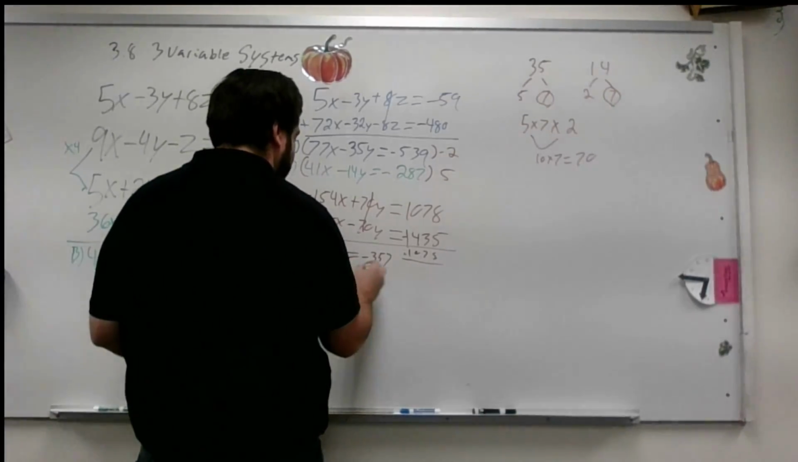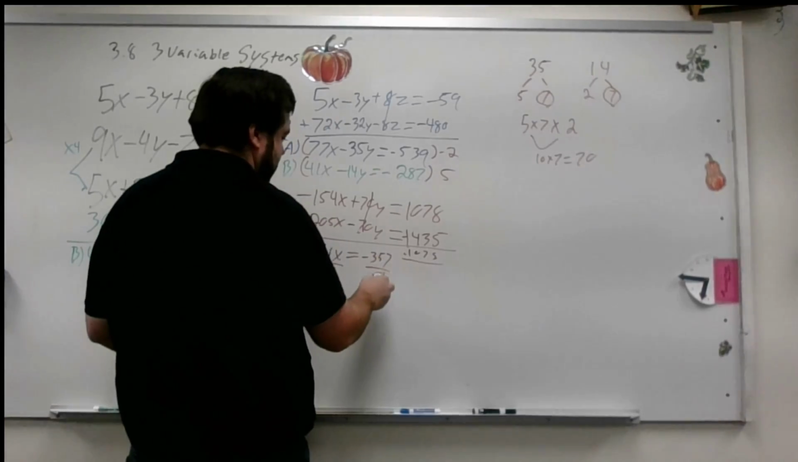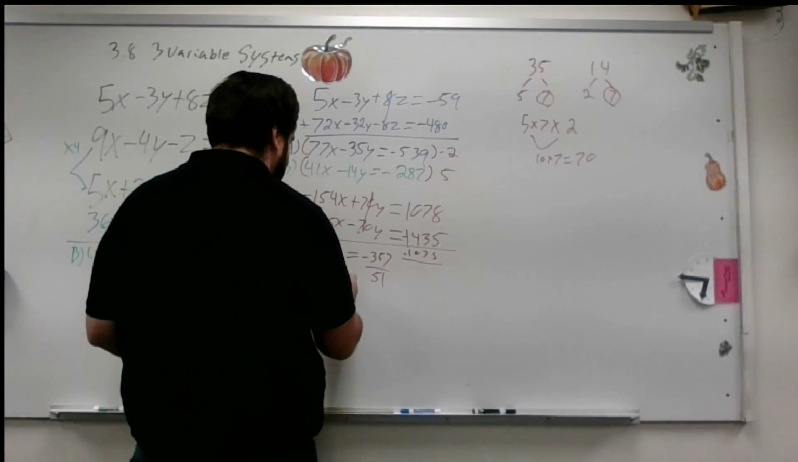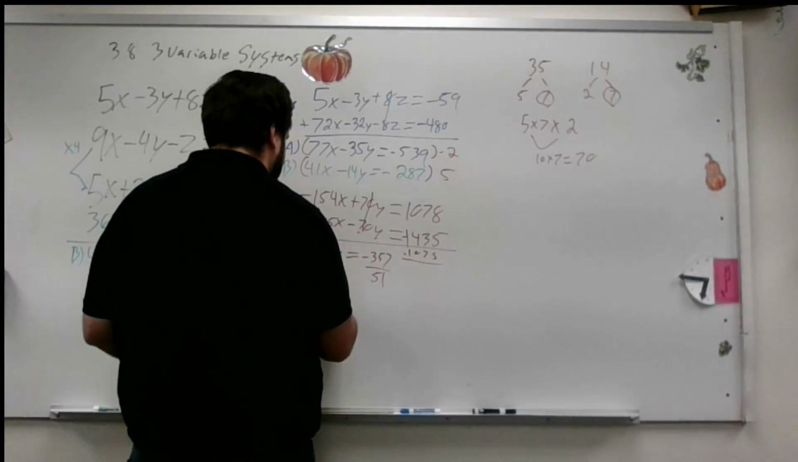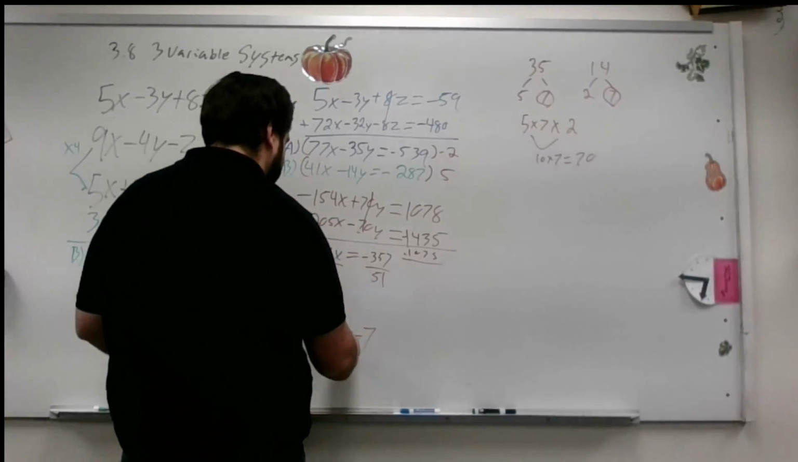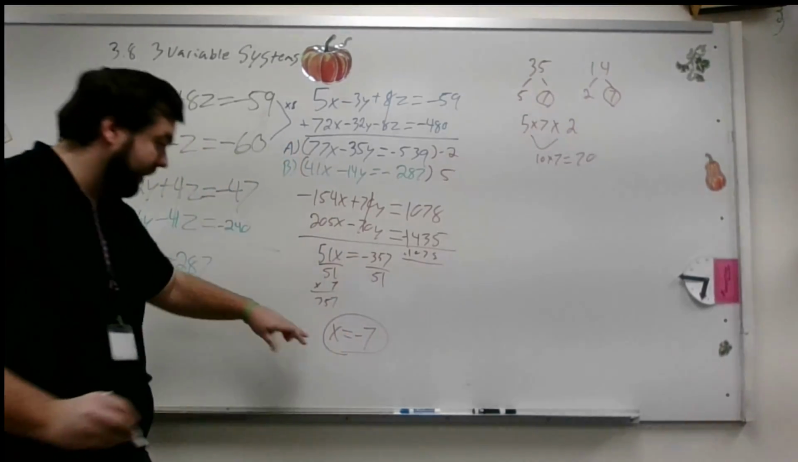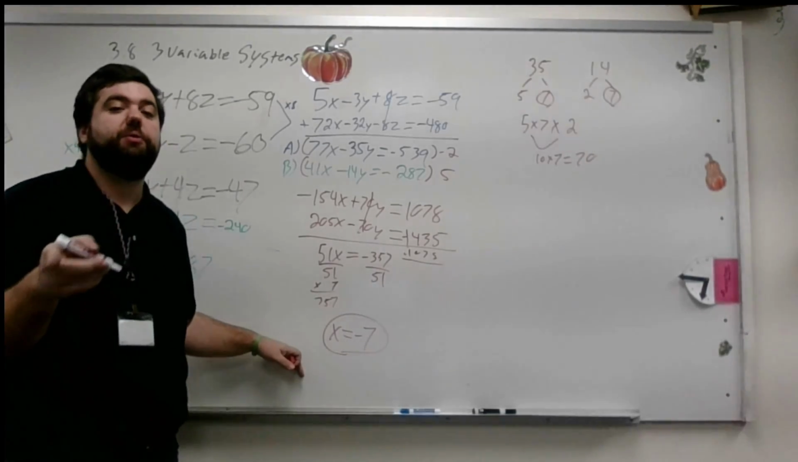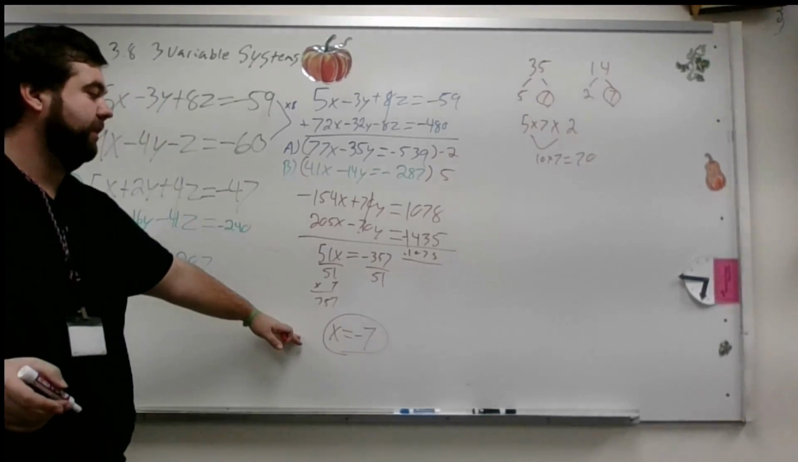Divide both sides by 51. 7 at the end, so I'm assuming it's 7. X equals negative 7. Okay? Now I found my x. Hopefully you did too. Found it to be negative 7.